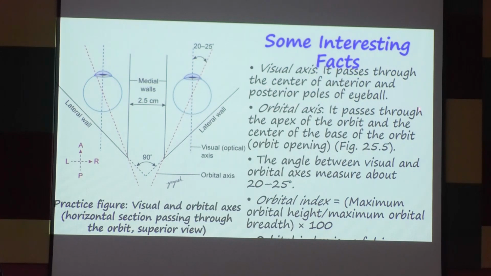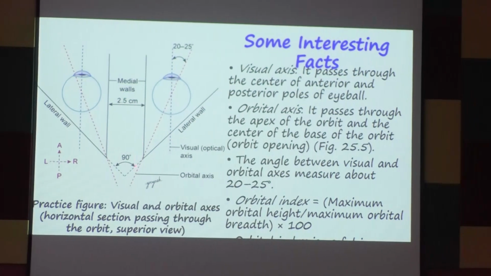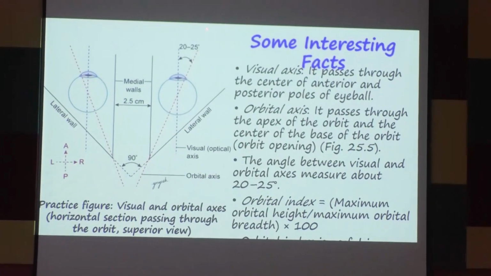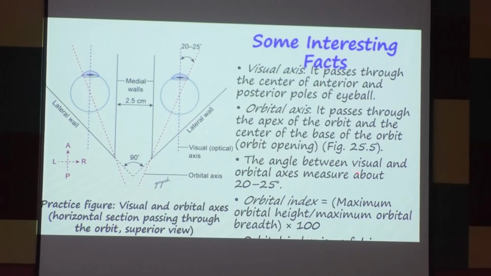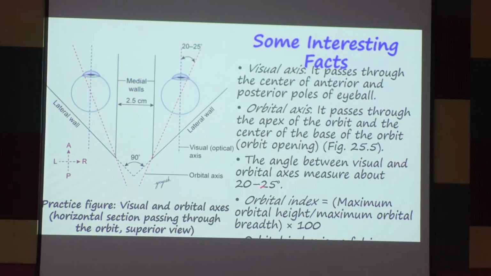Orbital axis. It passes through the apex of the orbit and the center of the base of the orbit. This red line is forming the orbital axis. So these two are different. You can see the orbital axis passes through the apex of the orbit and the mid of the base. And the angle between the visual and orbital axis measures about 20 to 25 degrees.